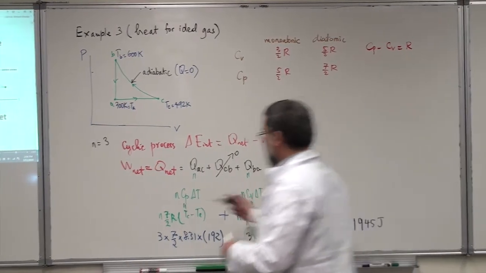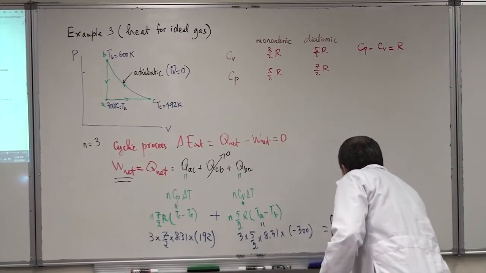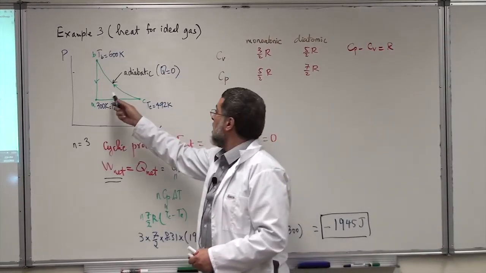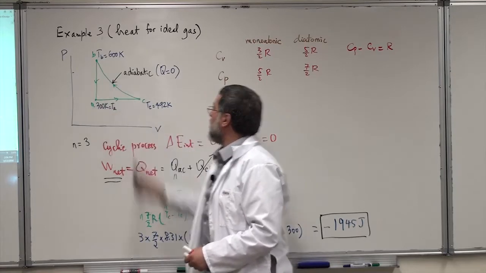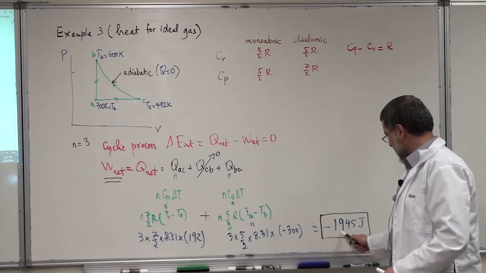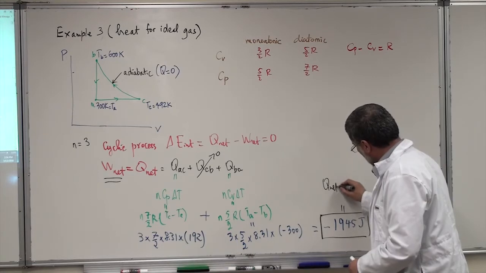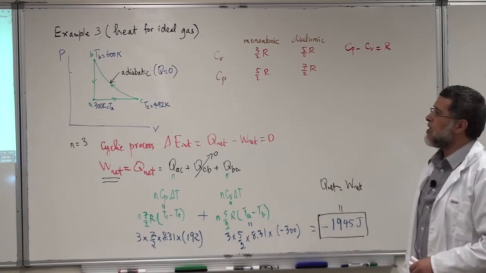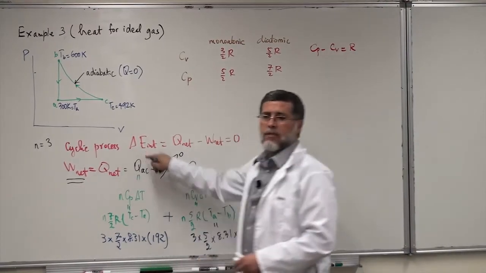We are looking for this net work, okay? This is the answer here. And I told you, my son, be careful. Your work will be negative because it is actually the area enclosed in this cycle, and it is counterclockwise. So you expect the work to be negative. You can see it here. It's minus 1,945, and this is also equal to Q net, by the way. So Q net equals W net in this specific problem where you have a cyclic process. It's a cycle, so your delta E internal is 0.